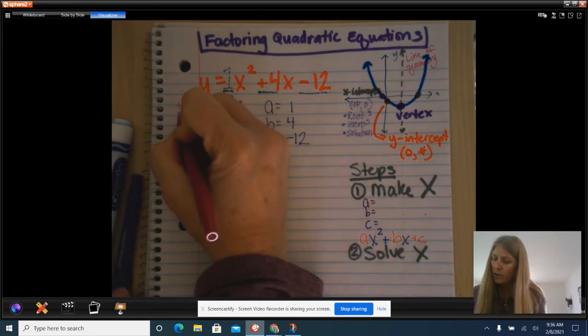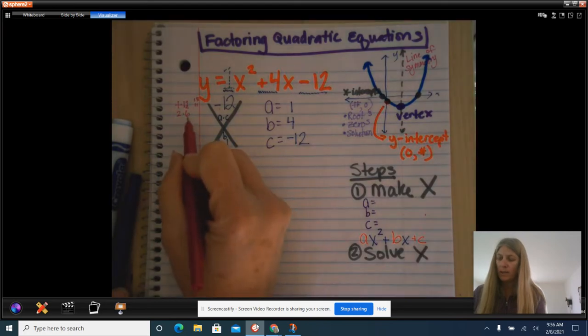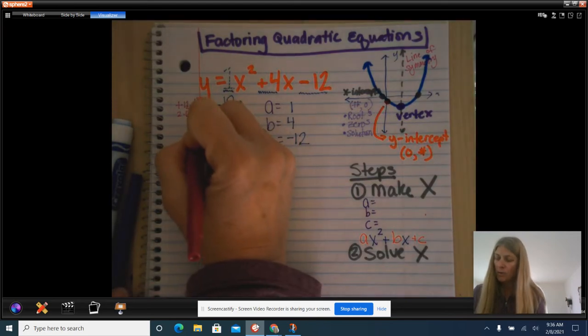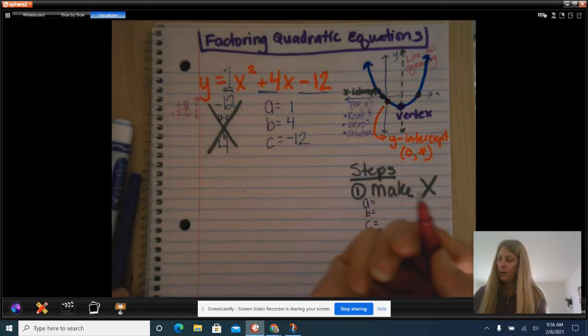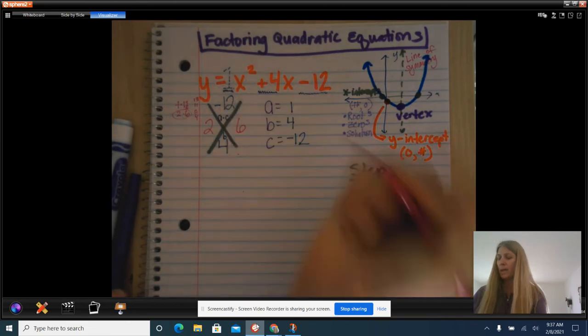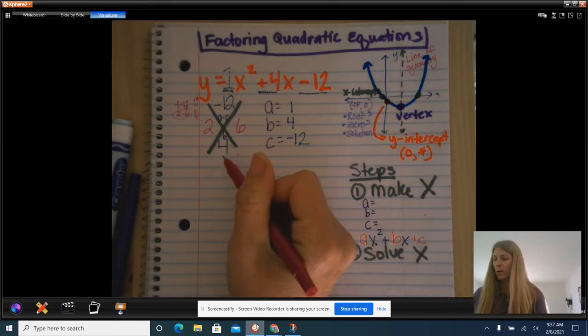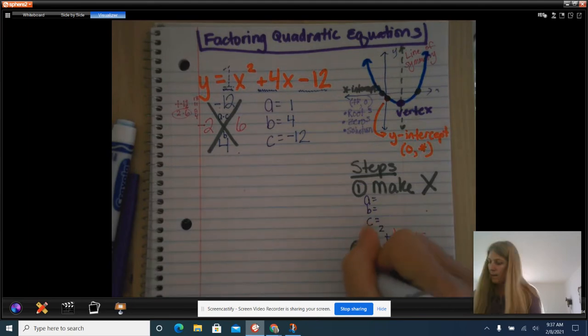Next we have 2 times 6, which adds to an 8 and subtracts to a 4. Ding, ding, that's what we're looking for. So we're going to put a 2 on one side and a 6 on the other. And we want it to be positive 4, so 6 minus 2 is 4.